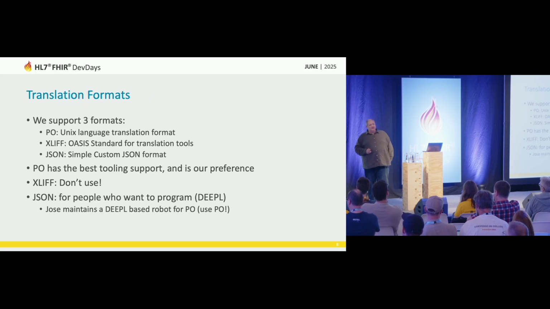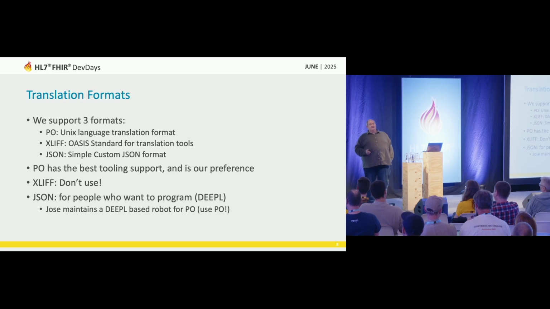Then, in terms of translation formats, we actually support 3 formats for the content. There's 3 that we define. One is PO, which is a standard Unix language translation format. Then there's XLIFF, which is an OASIS standard for translation tools. I don't know what OASIS thought they were doing. The PO format is a bit of a mess, but it's widely supported.